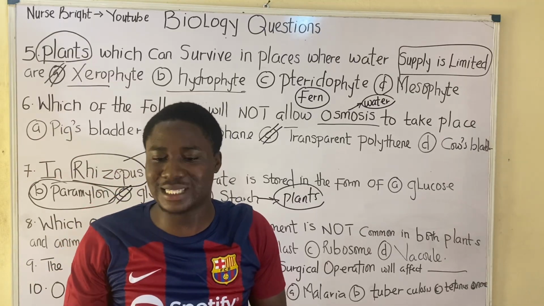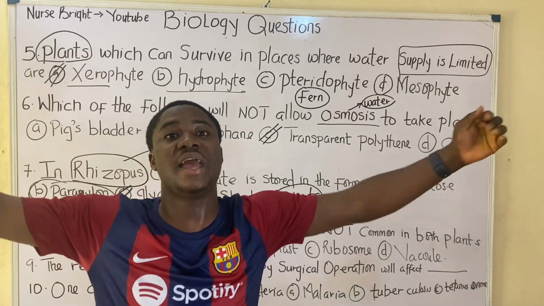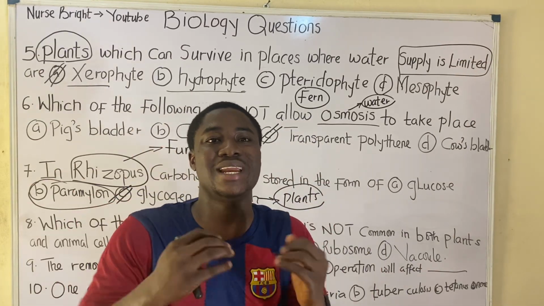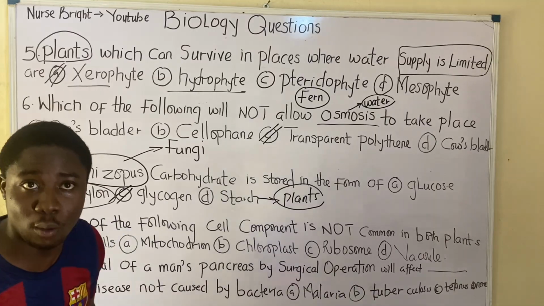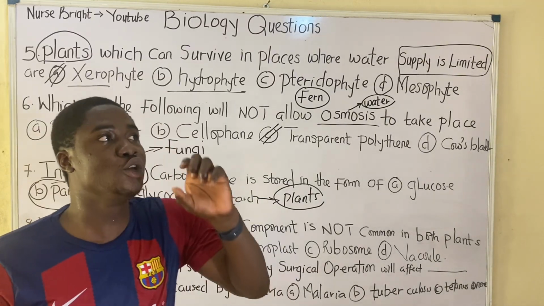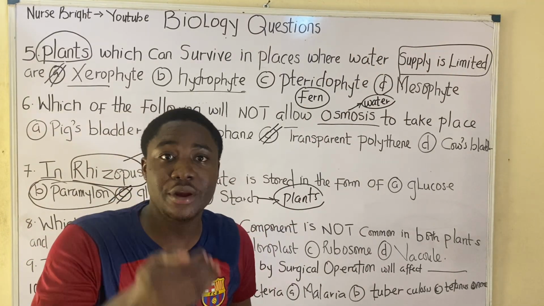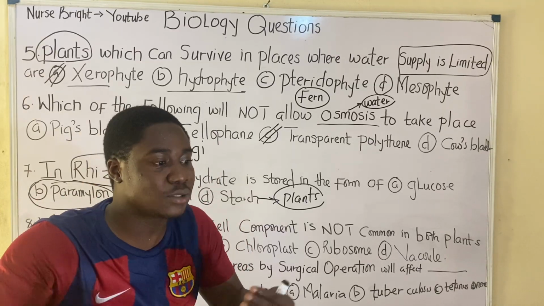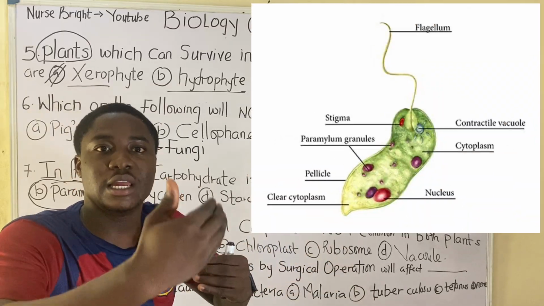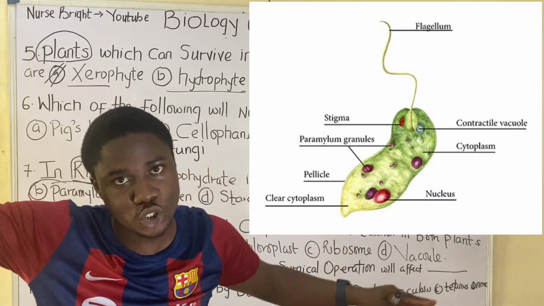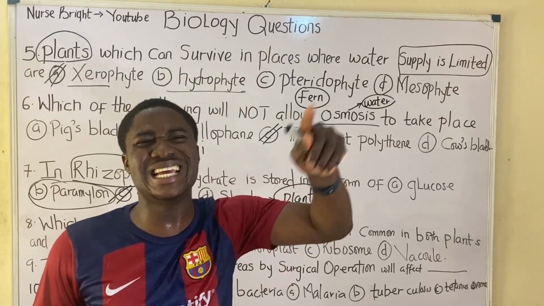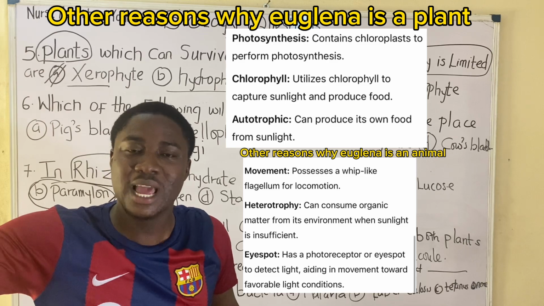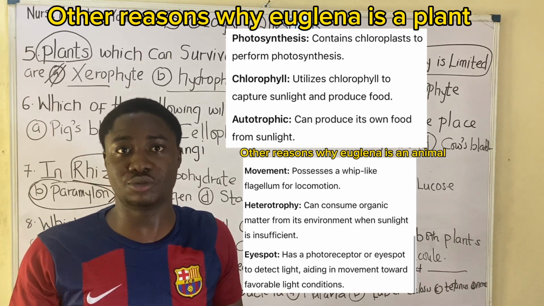Now, euglena is basically an organism that behaves like a plant and also an animal. But now this guy is called euglena. The way they store their food is in the form of what? Paramylon. Do you understand? There are reasons to which euglena is a plant, and also there are reasons to which euglena is an animal. One of the reasons euglena is an animal is because it has what we call flagella, which it uses for what? Movement, locomotion. Whereby one of the reasons why euglena is a plant, it has chloroplast for photosynthesis. Do you understand what I'm saying? So this must be noted. There are other numerous reasons as well.